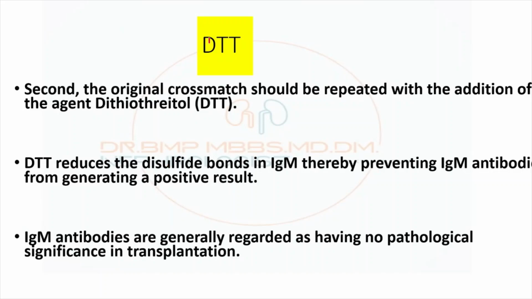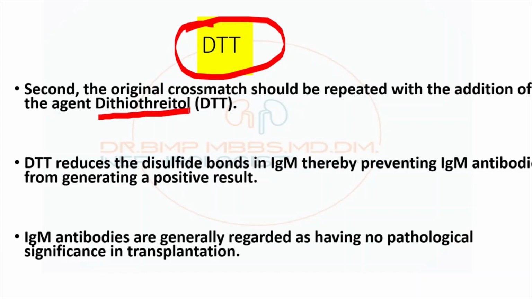So what is this DTT? In the report it was mentioned as DTT. This is dithiothreitol. Why is it used? Because IgM is usually not significant. Why it is not significant, we will see in a separate video.